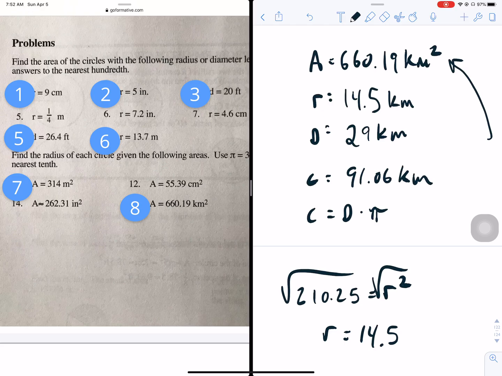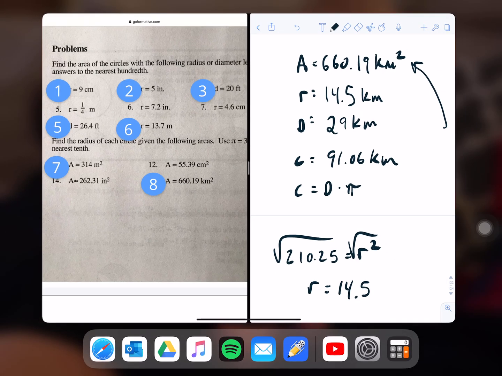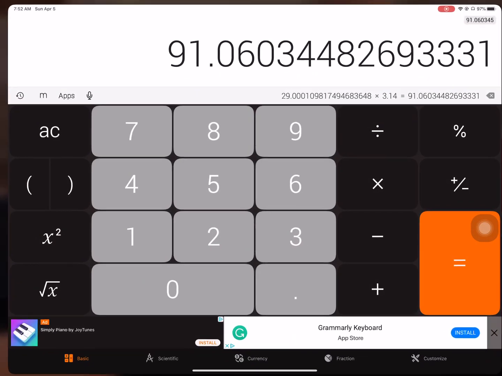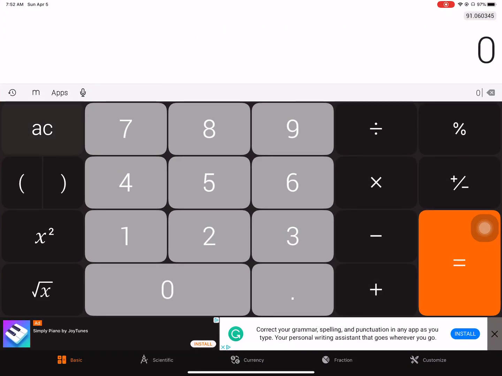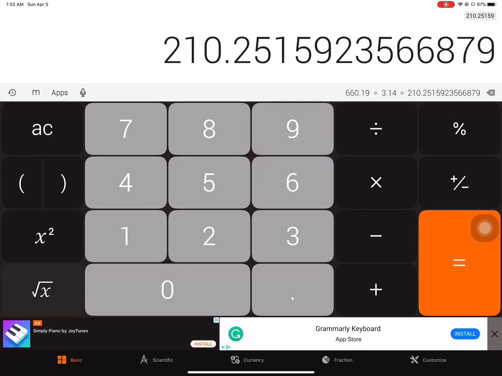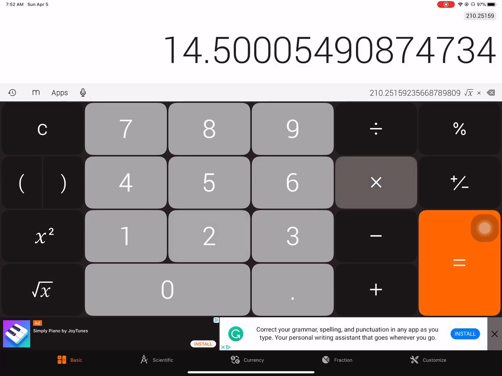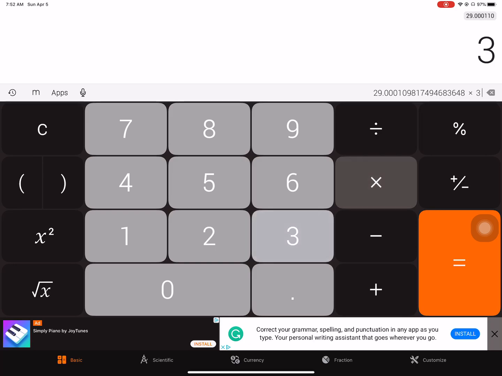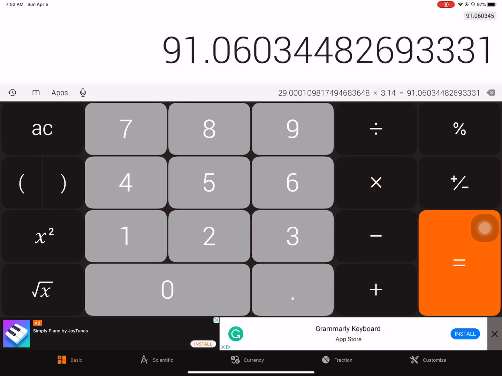Now, I'll do it again. I want you to see something. You can do it in one continuous motion. 660.19. Okay. Divide by pi first. Square root it. Double it. Times by pi. I got all those numbers in one boom, boom, boom.